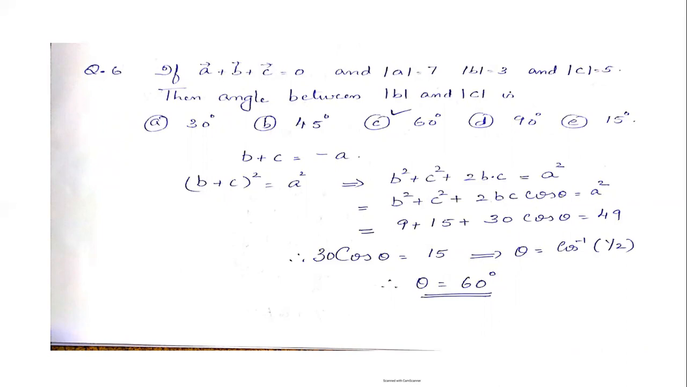That is b square plus c square plus 2 times b dot c, which is nothing but bc cos theta, equal to a square. Substituting the values of a, b, c, you will get 30 cos theta equal to 15, or theta equal to cos inverse 1 by 2. That means theta equal to 60 degrees.